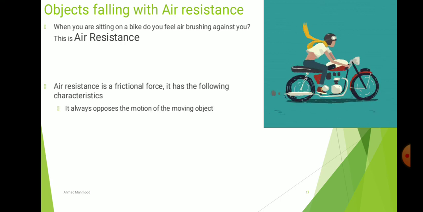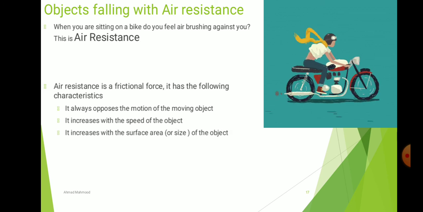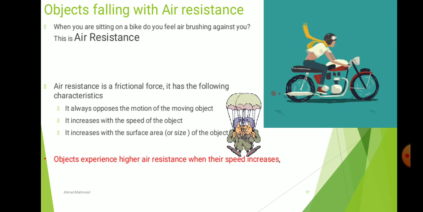The first characteristic is that it always opposes the motion of the object. If you are moving in the forward direction, air resistance will be in the backward direction. Second point, it increases with the speed of the object. You can observe it while sitting on a bike, that when you increase the speed of your bike, the air resistance will increase. The third point is it increases with the surface area. For example, in the case of a parachute, when you increase the surface area of the parachute, the air resistance increases. Right?